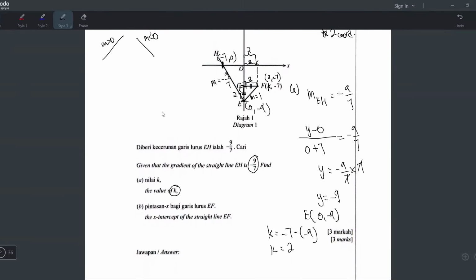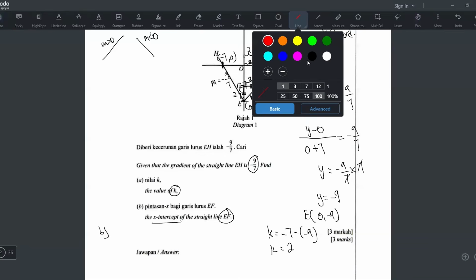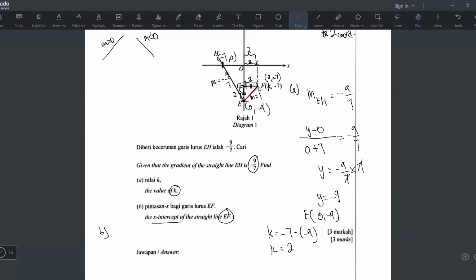Okay, sekarang kita buat B. Okay, they want to find x-intercept of straight line EF, pintasan X bagi garis lurus EF. Okay, jom kita pergi cari dulu mana kedudukan pintasan X ini. So, x-intercept of straight line EF. Okay, you don't simply tell me like, oh sir, this one. Hey, come on, you read carefully the question. They want x-intercept of EF. This is EH punya garisan. You have to go EF. So, which one is the EF line? It's this one, right?